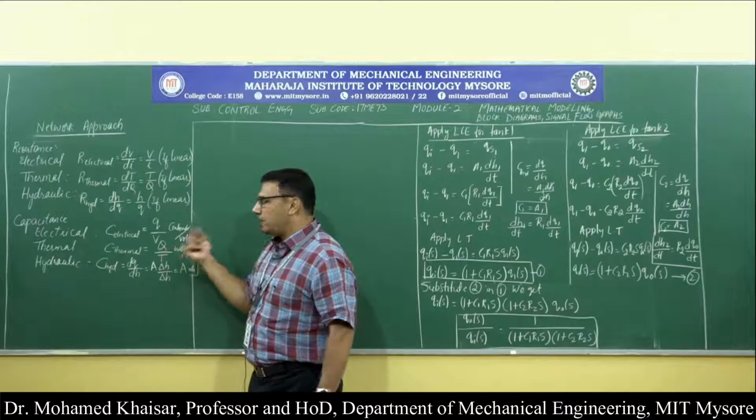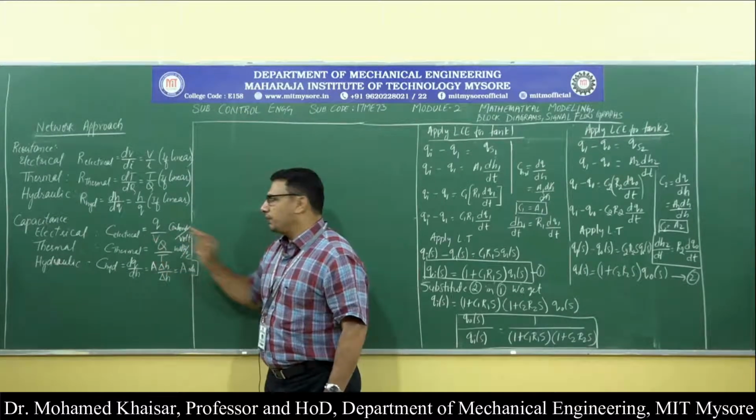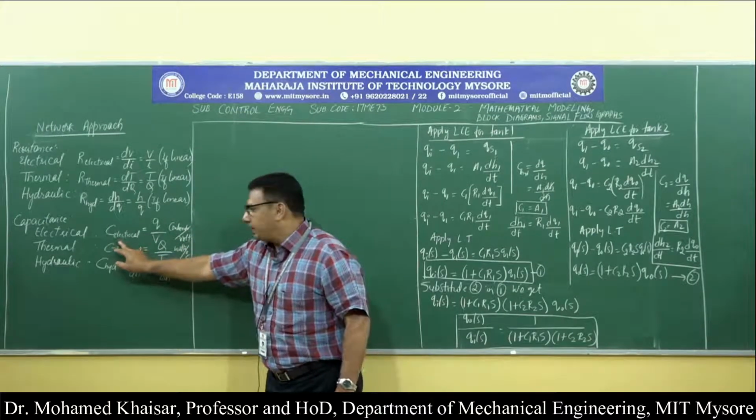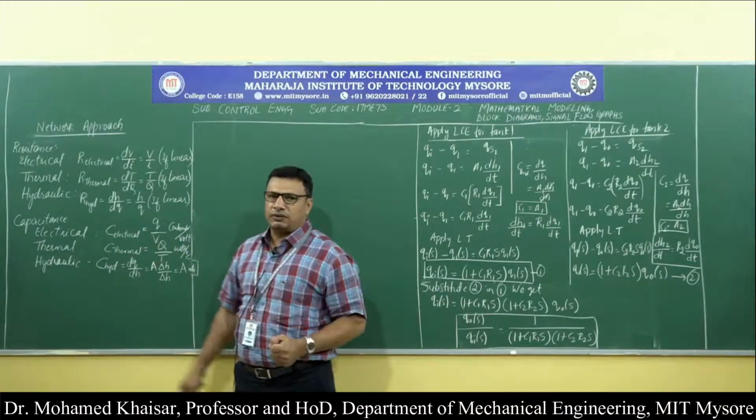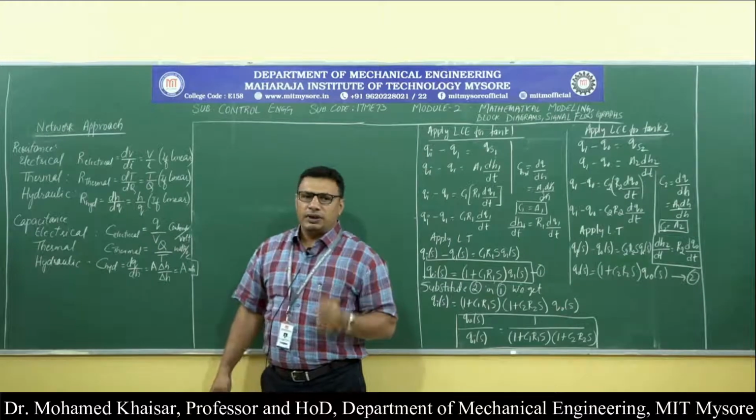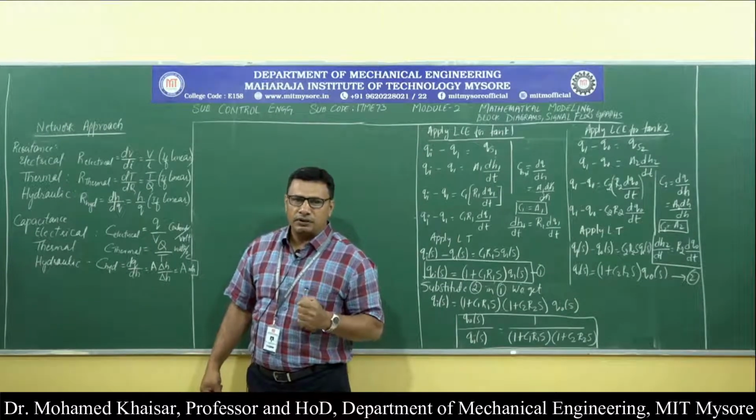Now, if we consider the capacitance pertaining to the electrical system, what is the relationship we are going to use? It is Q by V. Electrical capacitance is given by Q by E. This is derived from the basic equation. See, what is the voltage across a capacitor?